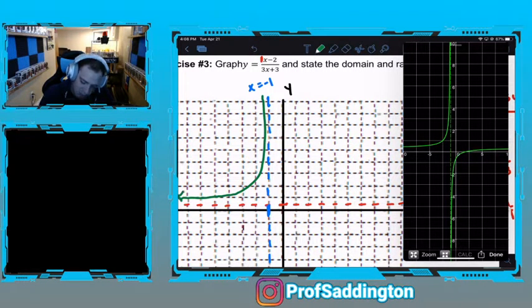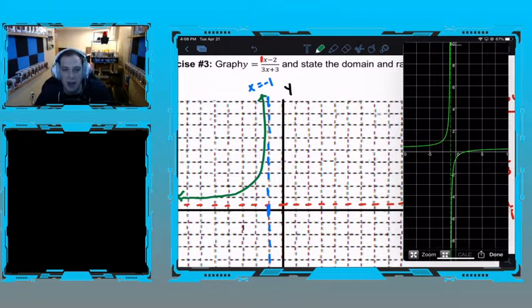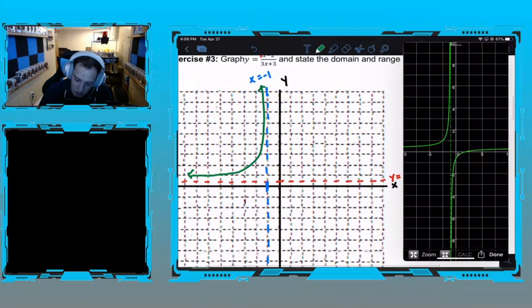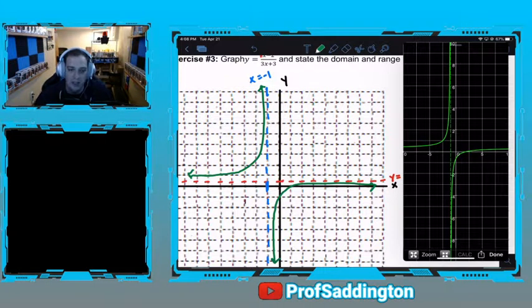I'm just drawing it the best I can. We don't actually have to plot all the points. And it looks like it's also going to be in the bottom right. And we just have to make sure that we show that it is not crossing those dashed lines.